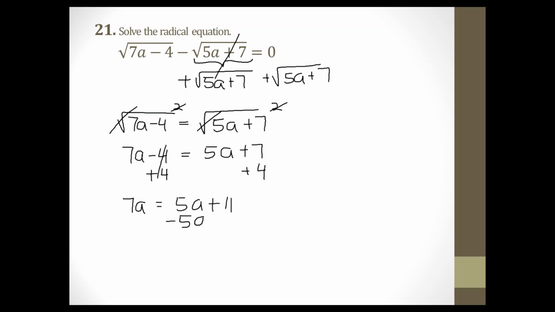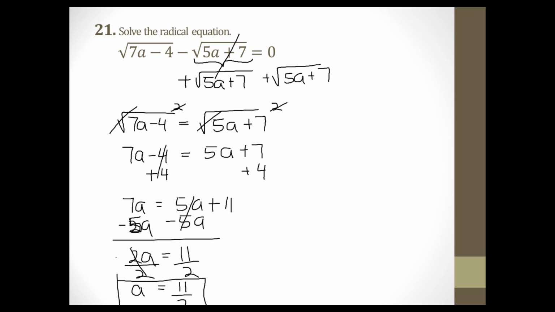Now subtracting 5a to combine the a's on the left side. So subtracting 5a from both sides, that gives me 2a, which is equal to 11. Okay. So dividing by 2, we are left with a equals 11 over 2.